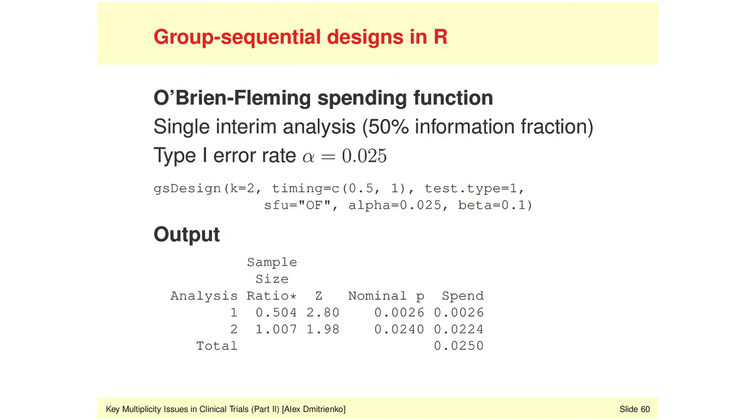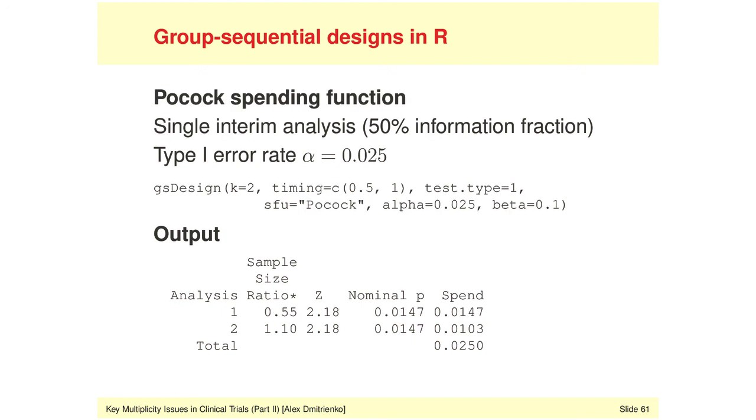When we run this function, the output of the function is shown at the bottom of this slide, and the column that we need to pay most attention to is the column with the heading nominal p. There are two values shown in this column. The value which corresponds to the analysis 1, that's the interim analysis, is 0.0026. This is the adjusted significance level produced by the O'Brien-Fleming spending function for the interim analysis, and for the final analysis the adjusted significance level, as you can see on the slide, is given by 0.024.